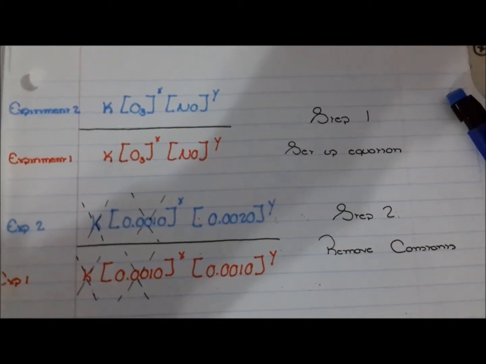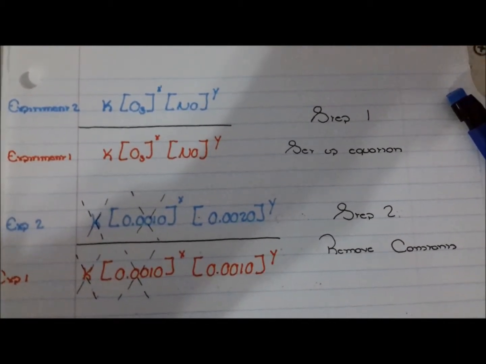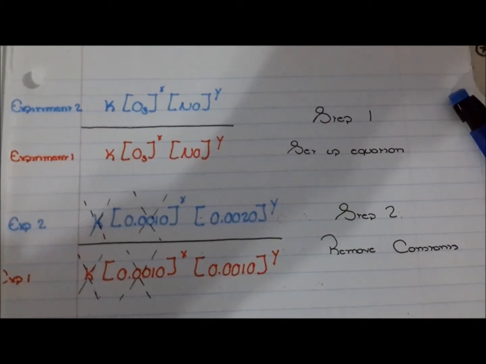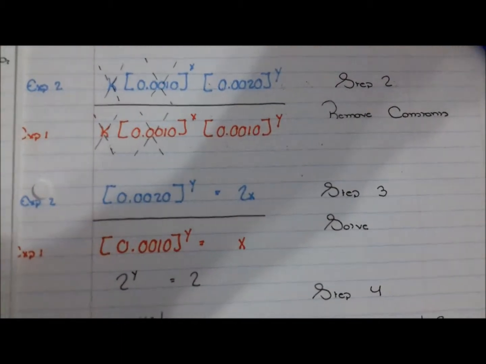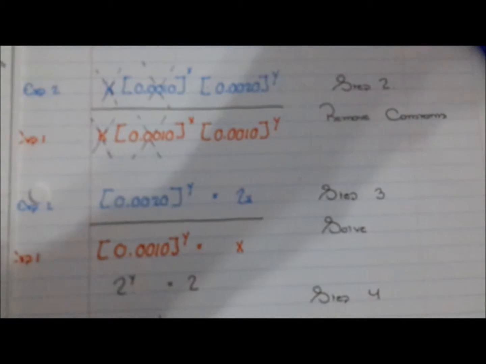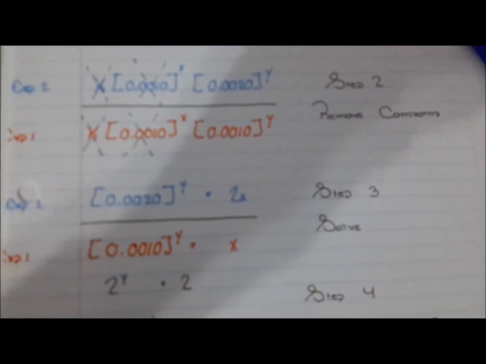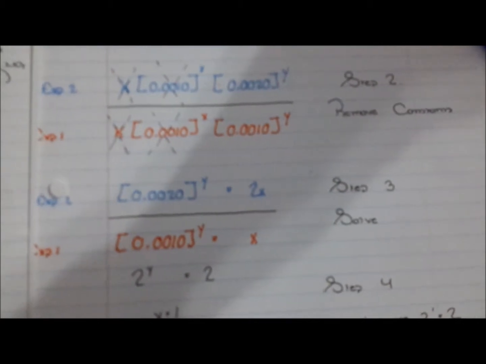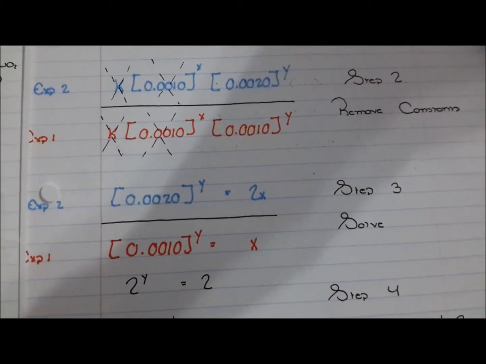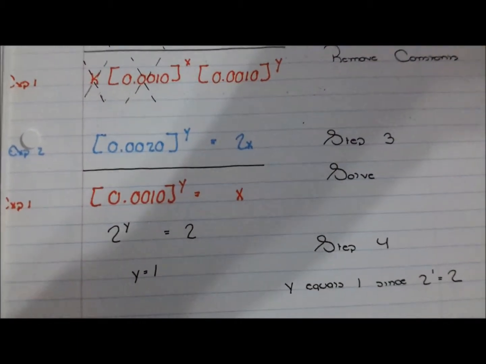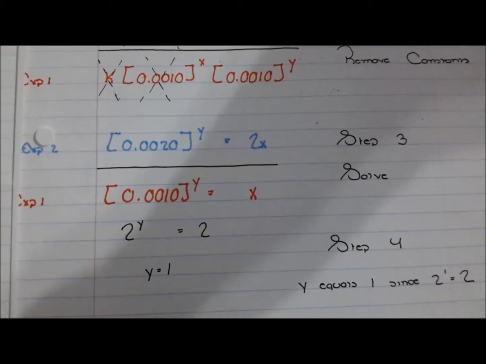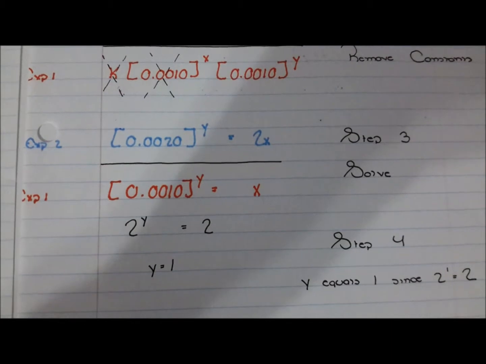K will always be a constant, and O3 was held constant in both experiments 1 and 2, which is why we decided to compare them against each other. In step 3, we solve. 0.0020 divided by 0.0010 gives you 2 to the y, because you bring down the exponent. And then you make it equal to the ratio of the initial rates of formation, which you obtain from your data table. So your final step, step 4: you get 2 to the y equals 2, and by solving, y equals 1.